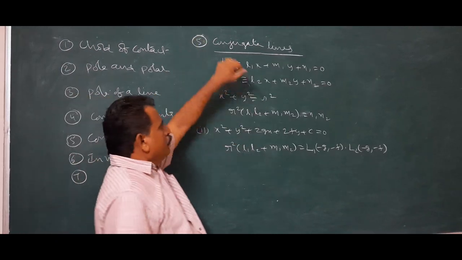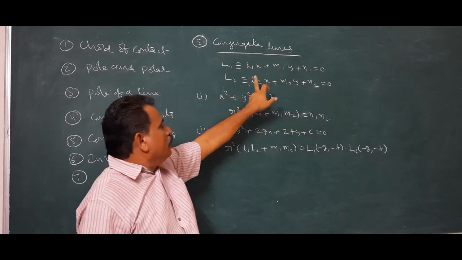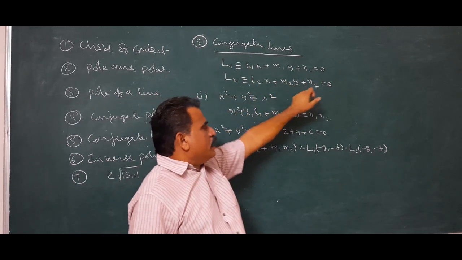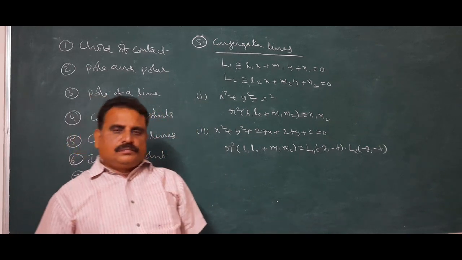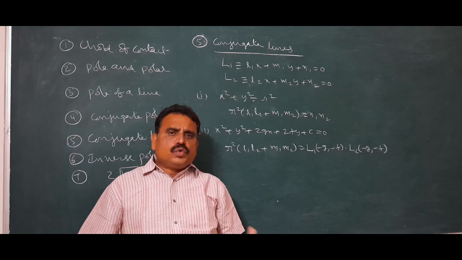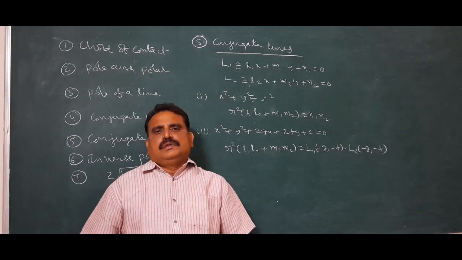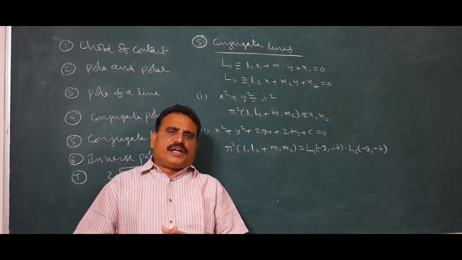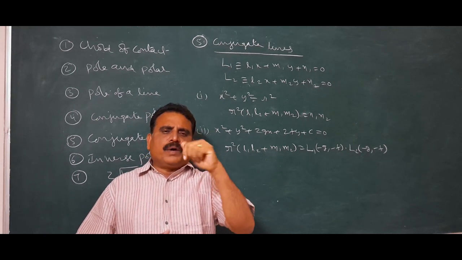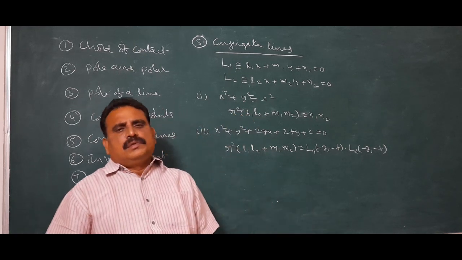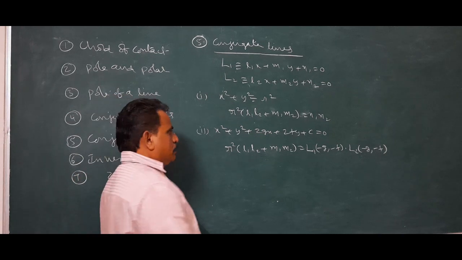Conjugate lines. L1 equal to L1 x plus M1 y plus N1 equal to 0, L2 equal to L2 x plus M2 y plus N2 equal to 0 are two lines. These two are conjugate lines. What is the condition? We have to discuss here. What is the definition of conjugate lines? If the pole of one line passes through another line, then the lines are said to be conjugate lines.